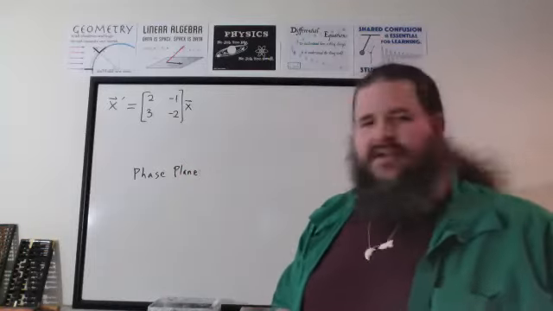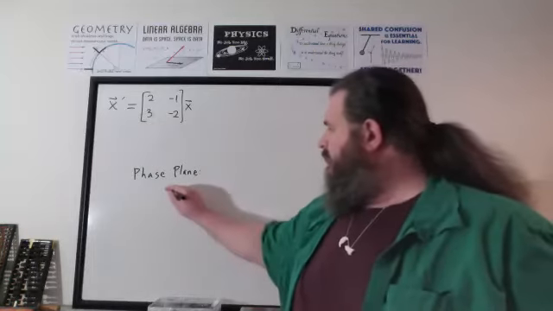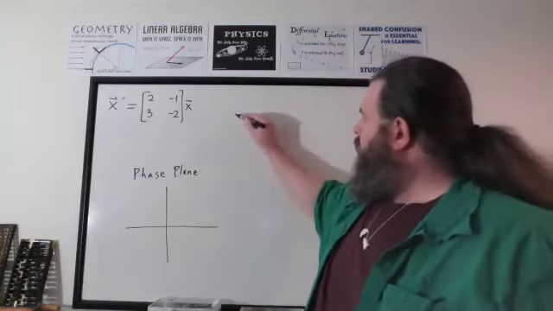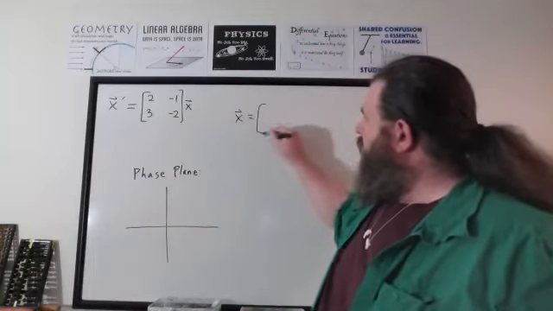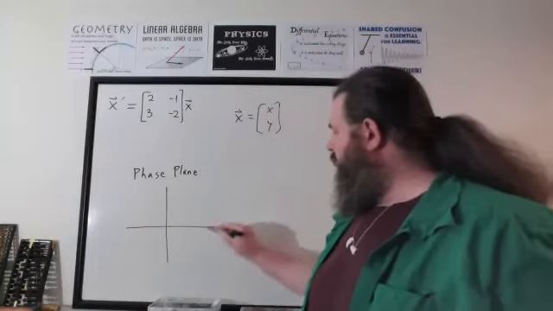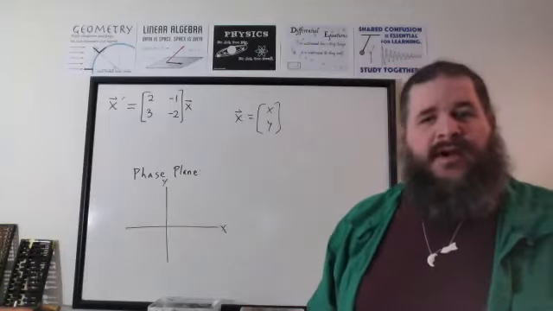So if we wanted to sketch out the phase plane, before we even solve the differential equation, we can get a sketch of what the solution should look like. If you think of vector x as a set of xy coordinates, so we've got an x-axis and a y-axis, or you could call them x1 and x2, whatever variables you want.